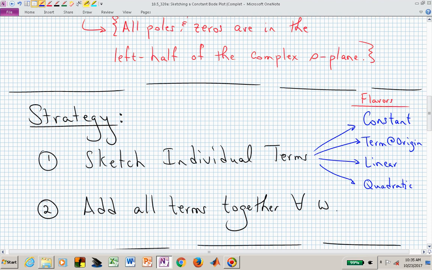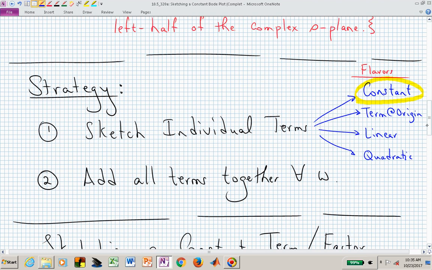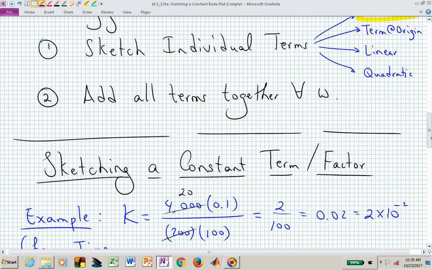In this particular video, we are going to focus on the constant flavor. I'm calling them flavors just so that you have something to think about, or maybe you're hungry and now you want to talk about Bode plots. So now, over your meal, think about sketching the constant in this particular piece or strategy for sketching Bode plots.